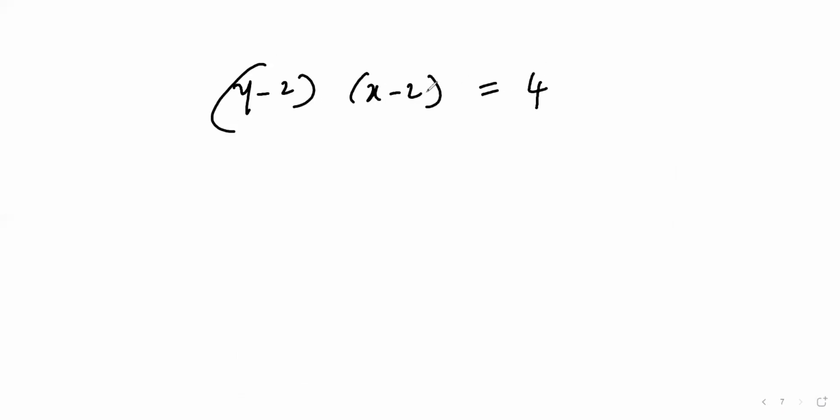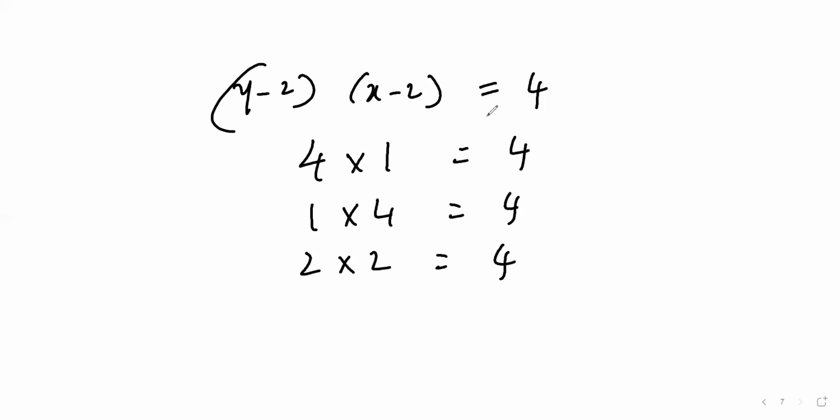See, obviously x and y are supposed to be integers. So y minus 2 and x minus 2 will also be integers, isn't it? It's closed under subtraction. Subtraction of two integers will also result in another integer. So we can write 4 as 4 into 1 is equal to 4, 1 into 4 is equal to 4, 2 into 2 is equal to 4. There's no other way I can write 4.